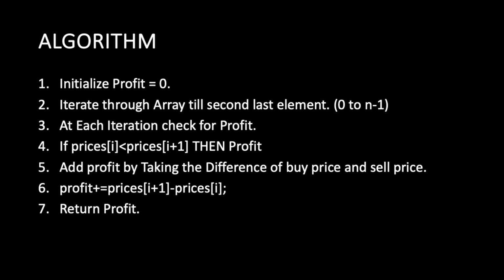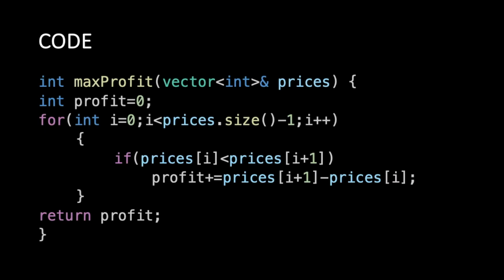Now let's look at the code part of it. Here is a function for maximum profit. Initially we have initialized profit as 0, then we are iterating through the prices vector and checking the condition. If the price of today is less than the price on the next day, that means there is a profit, and in that case we add that profit to the profit variable which we initialized to 0. And how do we calculate the profit? The new price minus the old price, and at the last we return the profit.